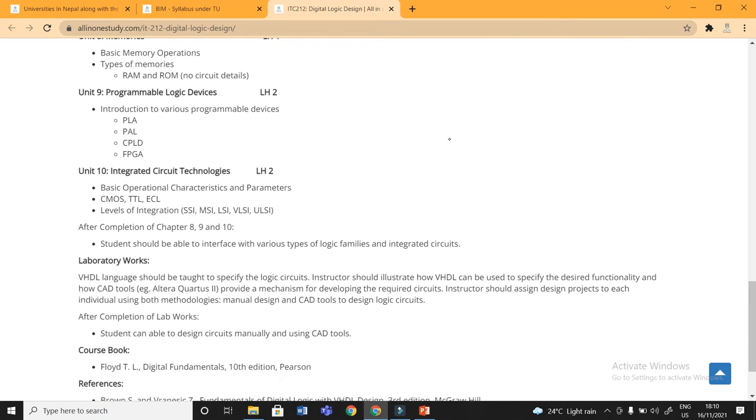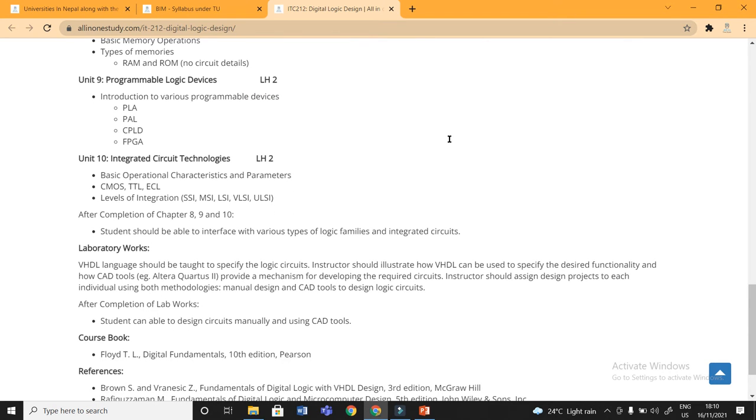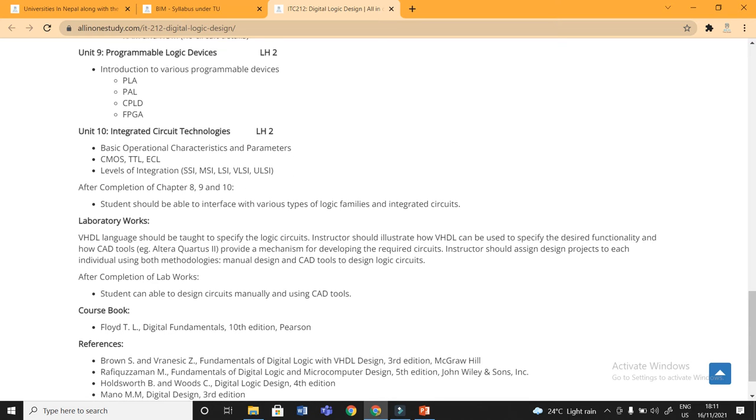In Unit 10, we'll be talking about various integrated circuit technologies. So what are the operational characteristics, their parameters, various levels of integration, and various IC families. So families can be the CMOS family, TTL, ECL, and so on. And we will compare the various families in terms of various parameters, for example, fan in, fan out, or operational level voltage, and so on.